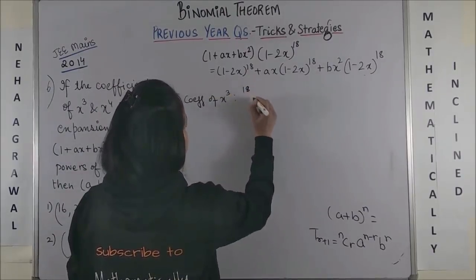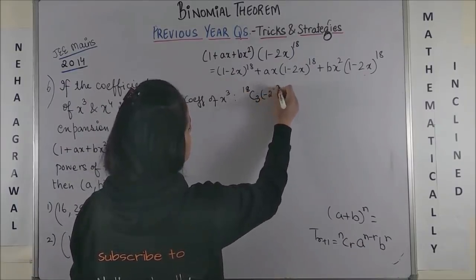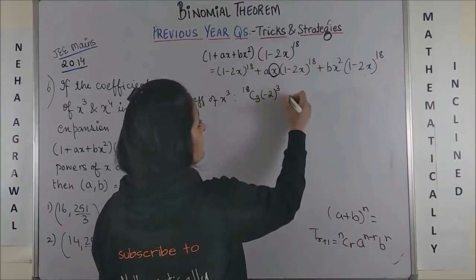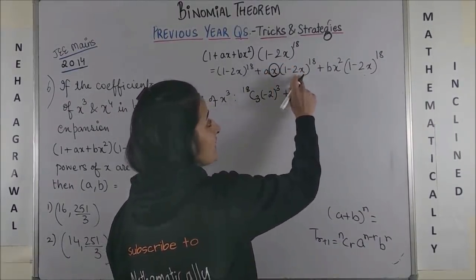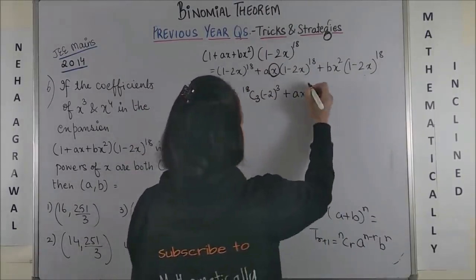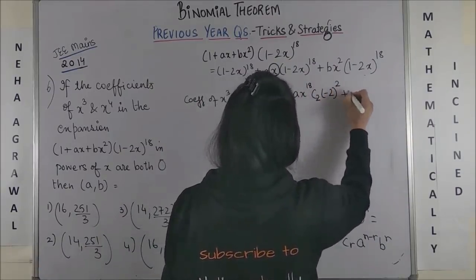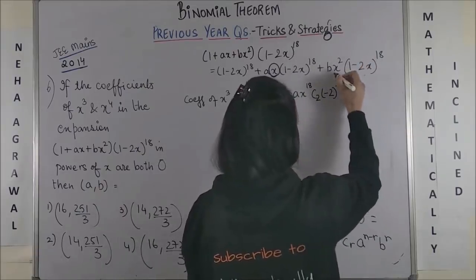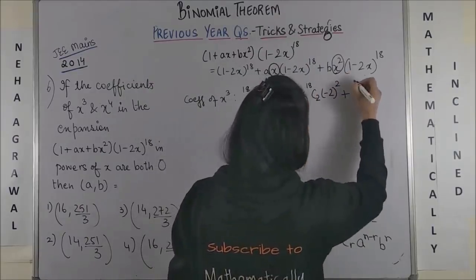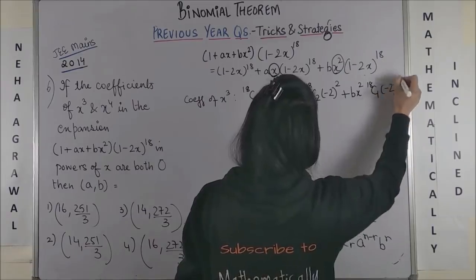So here it is 18C3, and here I'll get minus 2 cube. Same way from here, I already have x outside. I am looking to find x square, so that when they get multiplied, I get x cube. So I'll have to take 18C2 minus 2 square, plus here this one. Now the x square term is already outside, x is inside, so I'm only looking at x's term. Bx square is as it is, 18C1 minus 2 raised to power 1.